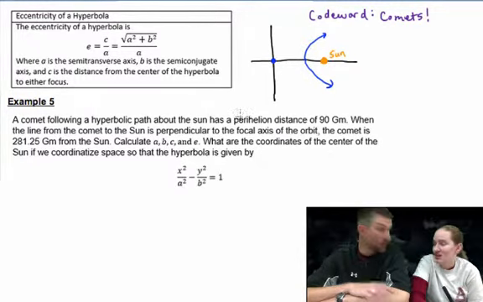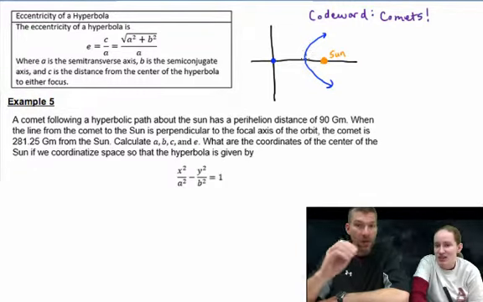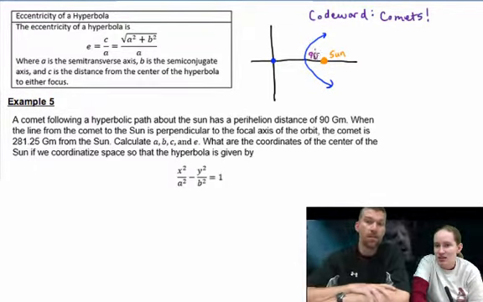Okay, so it has a perihelion distance, which last time we defined as the distance closest to the focal point, sorry, not zero. In our picture on here, the point on the hyperbola closest to the sun. We've got 90 here.